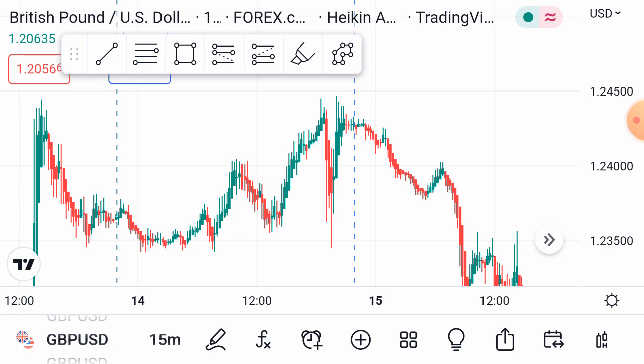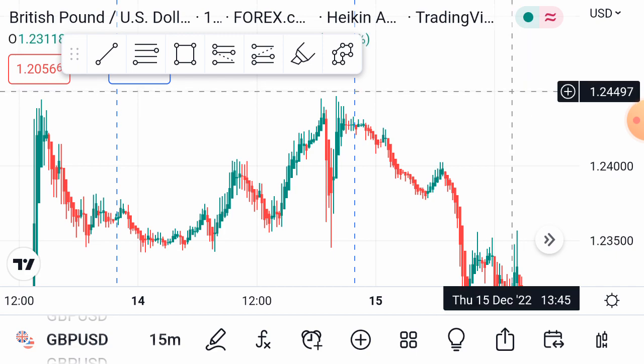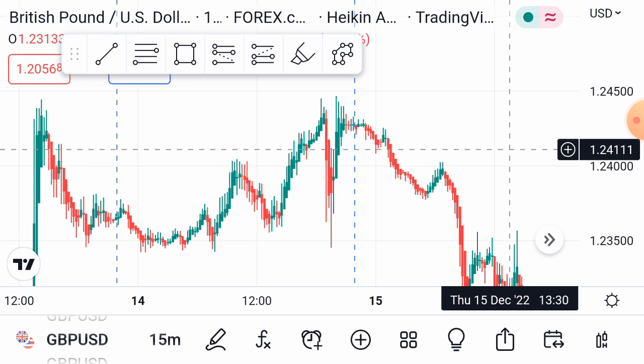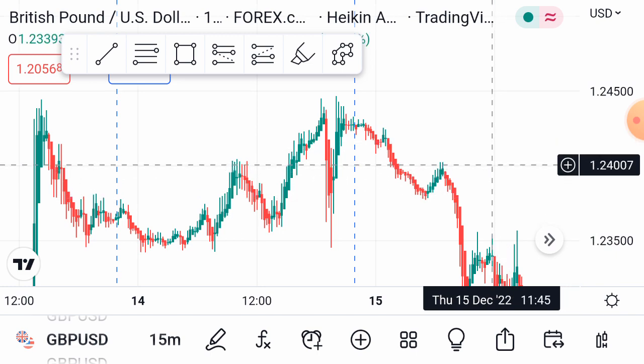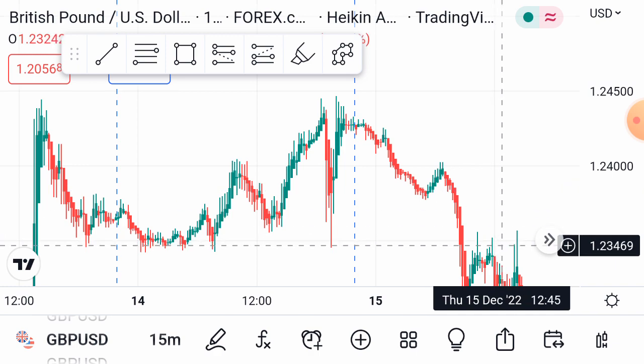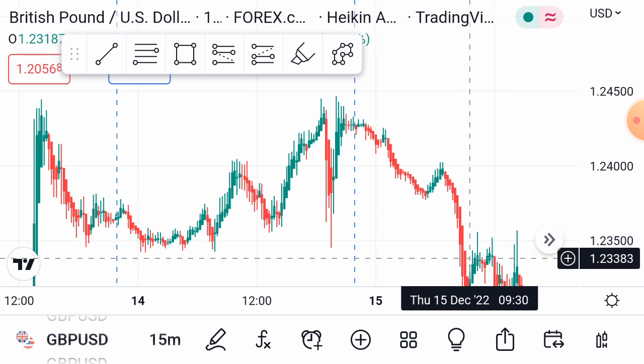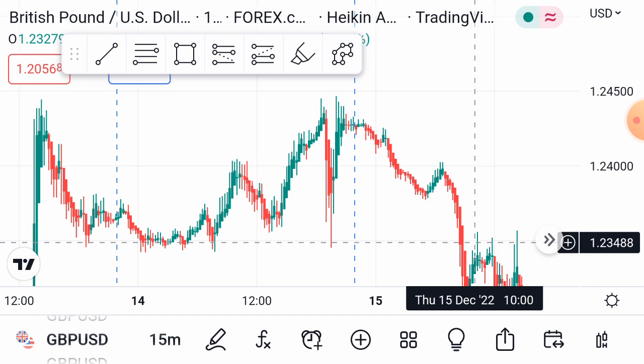So guys, as you can see right here, we have key psychological levels here at 1.24500. Here is the key psychological level. We have another one here at 1.24000, and then we have another one down here at 1.23500. Now that's also a key psychological level. I will just show you how you can add horizontal lines to your chart to further bring out these key psychological levels.